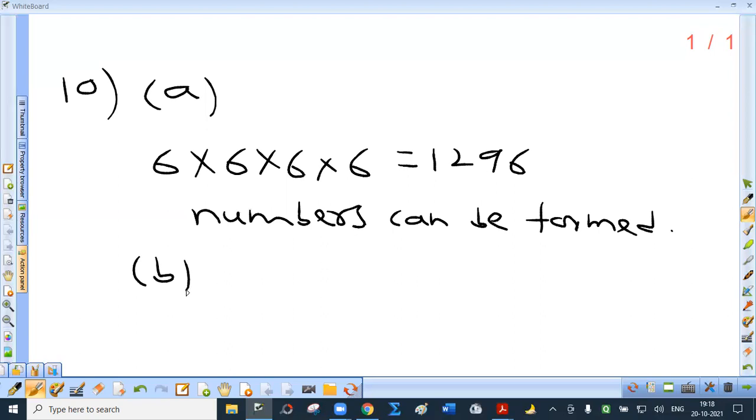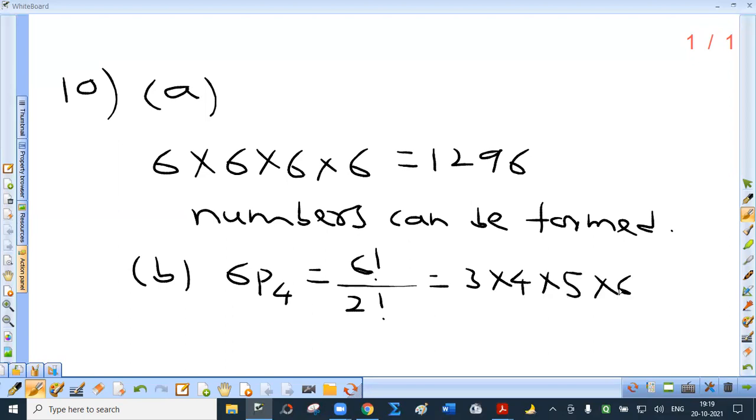B part. As repetition is not allowed, 6P4, find out 6P4 equal to 6 factorial upon 2 factorial. So 3 into 4 into 5 into 6 equal to 360 numbers can be formed.